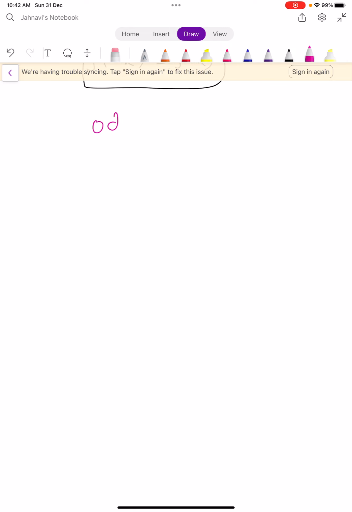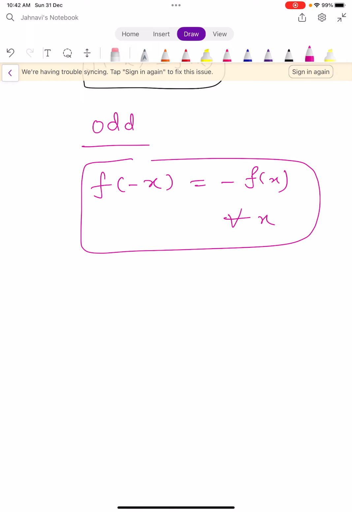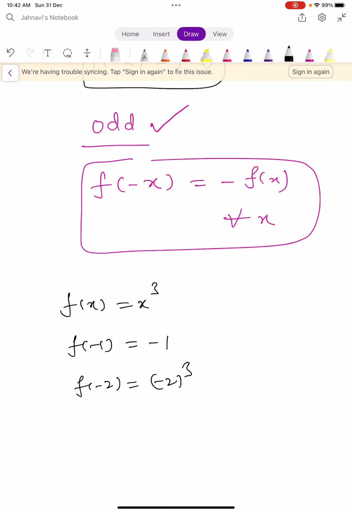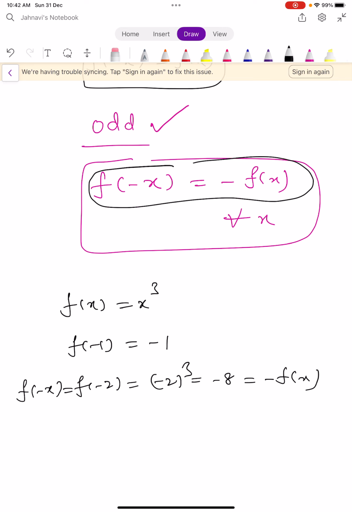A function f of x is called an odd function if it satisfies the condition f of minus x is equal to minus f of x for all x. For example, f of x is equal to x or x cube. f of minus 1 gives minus 1, and f of minus 2 gives minus 2 whole cube, so minus 8. This is nothing but minus f of x. So f of minus x is equal to minus f of x, and then we say that the function is an odd function.